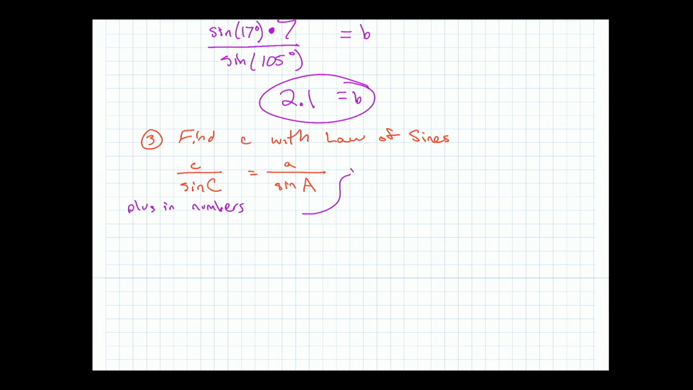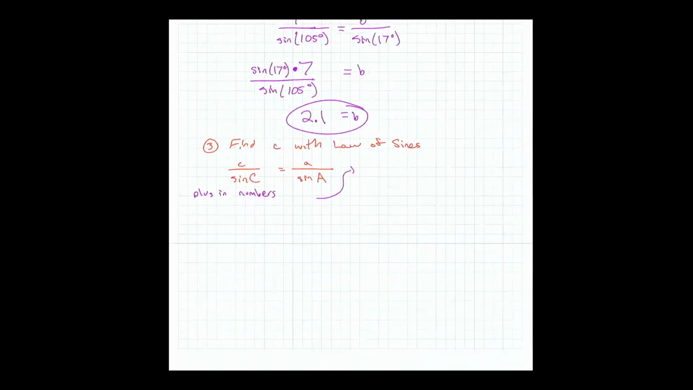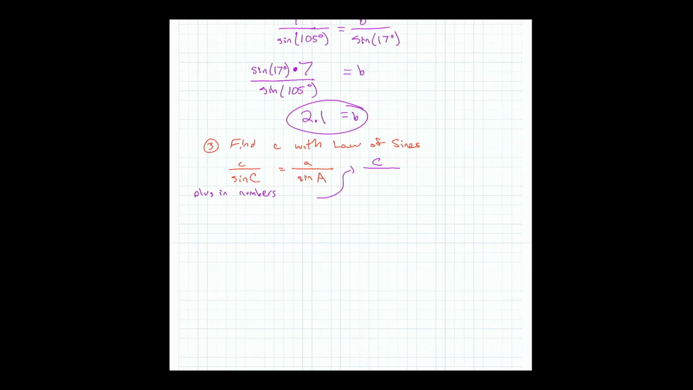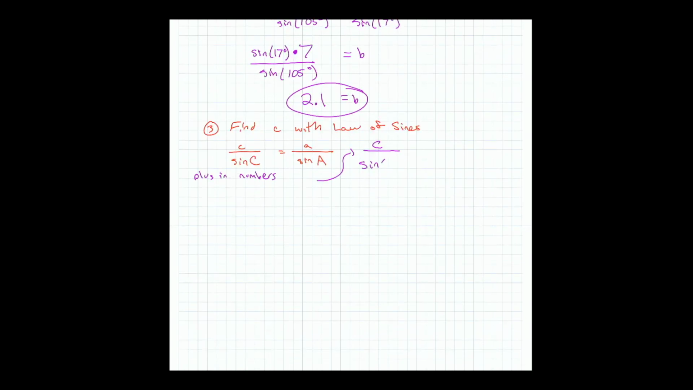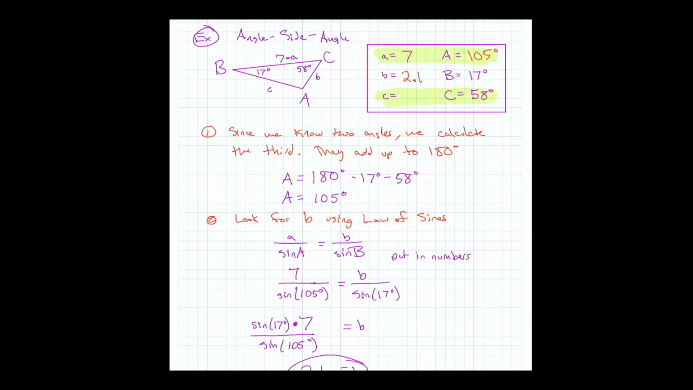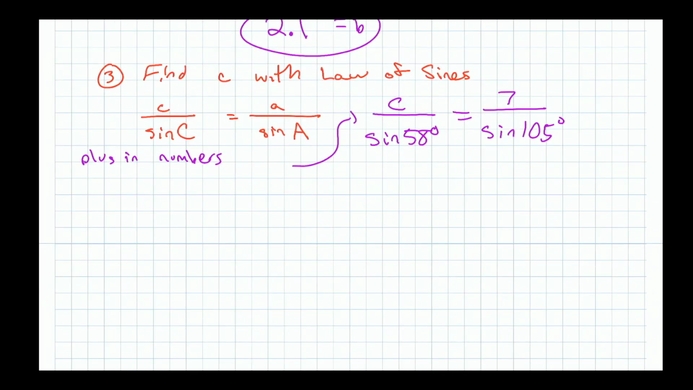I guess I'll actually do it over here. Little c, what's that? That's what we're looking for. We don't have little c. What's big C? We have big C: 58 equals little a. What's little a? 7 and 105. So 7, 105. Okay. So there you go. We're looking for c, so we'll bring the sine 58 up this time.